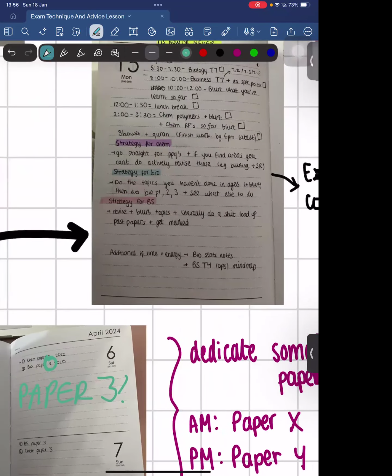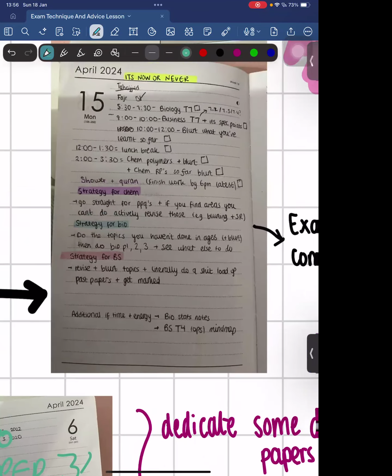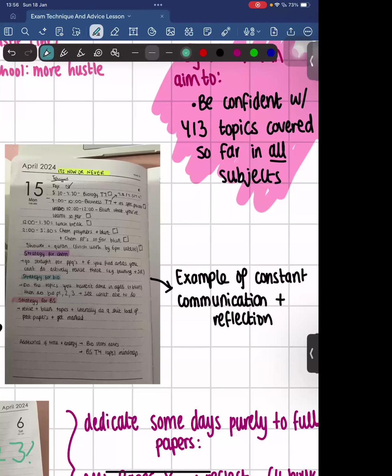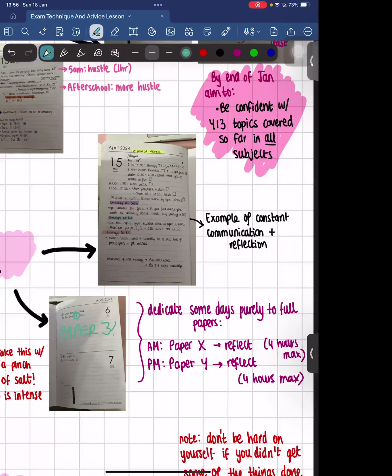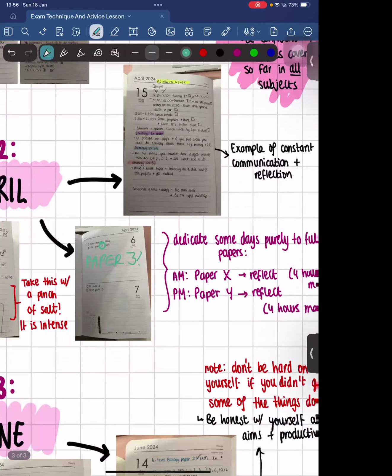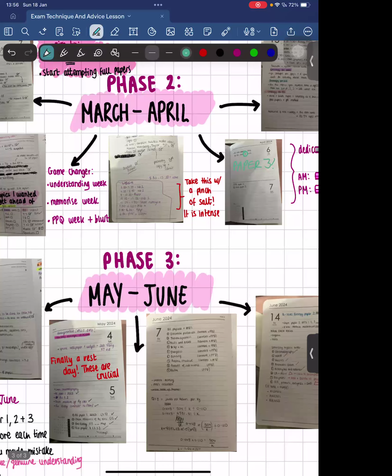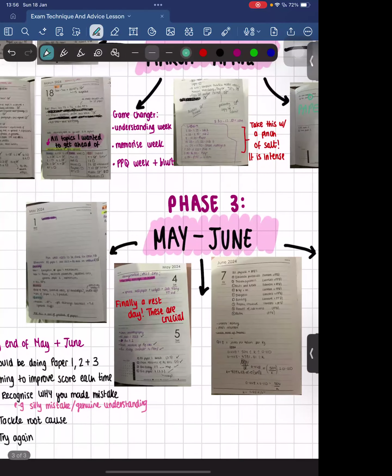Again, you can see how I used to communicate with myself, and it sounds a bit strange, but you can see how much I used to write every single day about what I needed to do. Being so transparent and so active with my planning really helped. So March, April is a high yield time. If you can ace March and April, so phase two, you will be good. You will be so good.